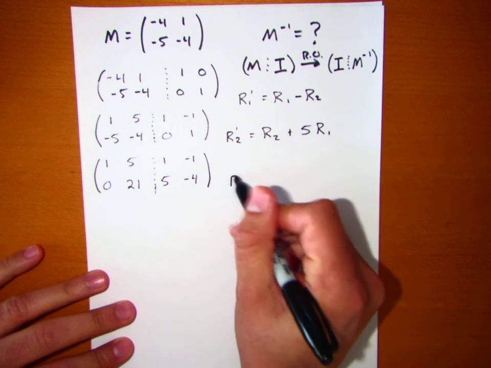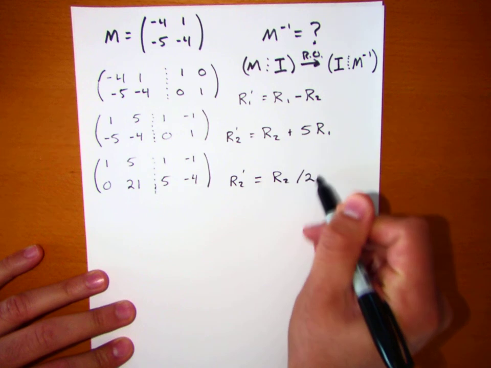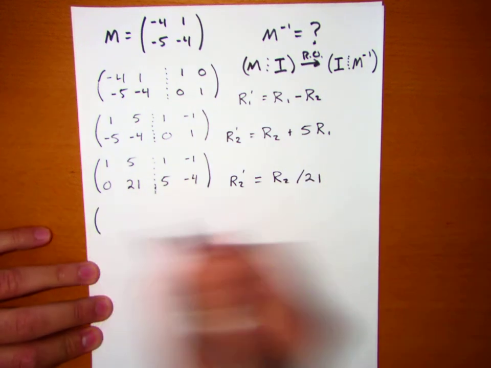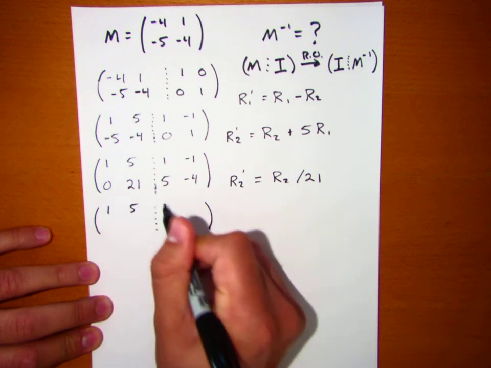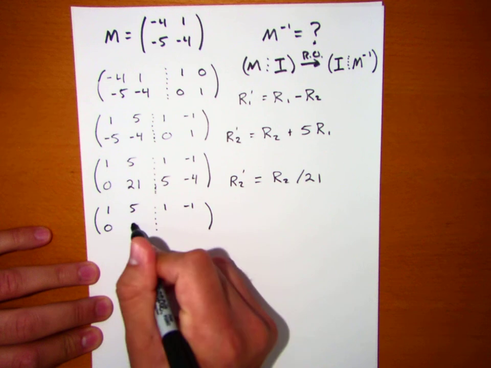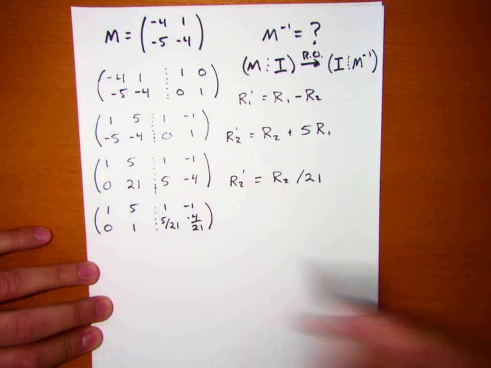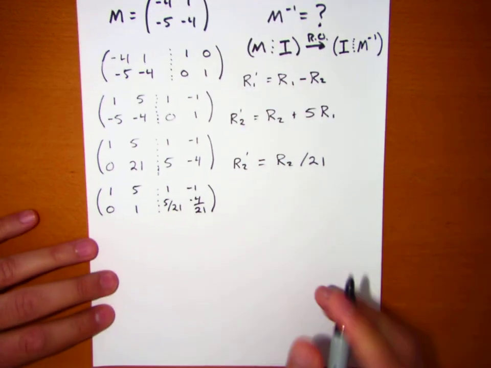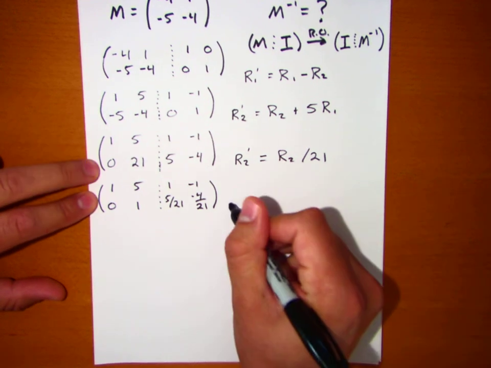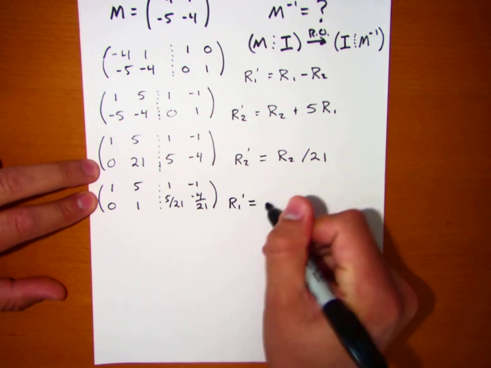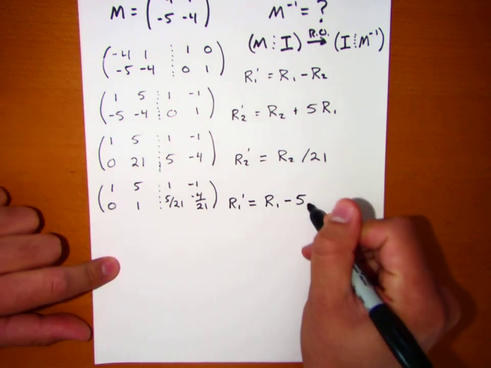So now I'm going to take the second row again, but this time I'm going to divide it by 21. And again, the first row stays the same. And the bottom row is going to be 0, 1, 5/21sts, -4/21sts. Okay. And now finally I'm going to take the first row, so that the new first row is equal to the old first row minus 5 times the second row.